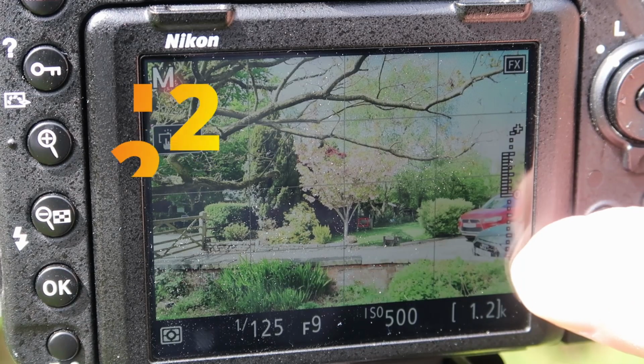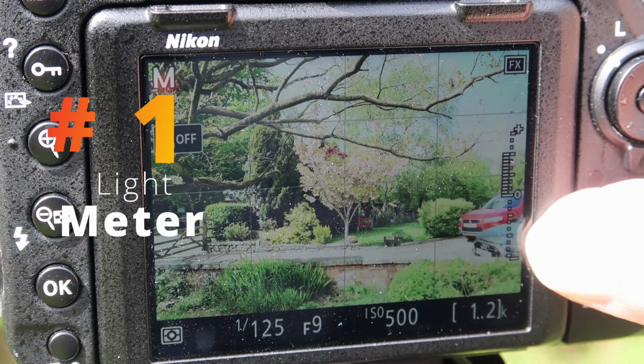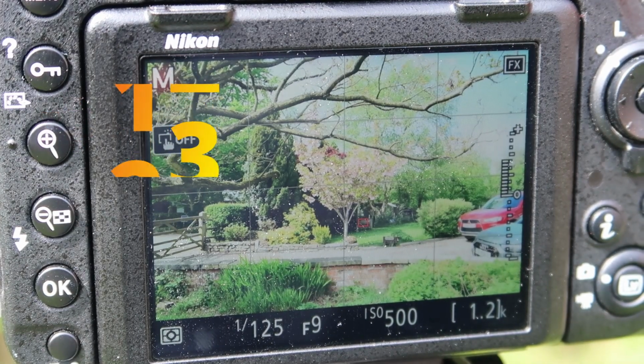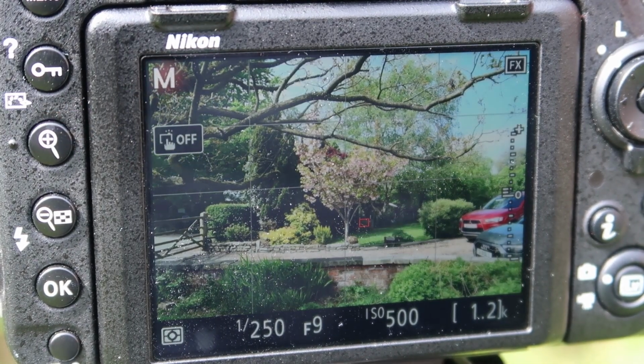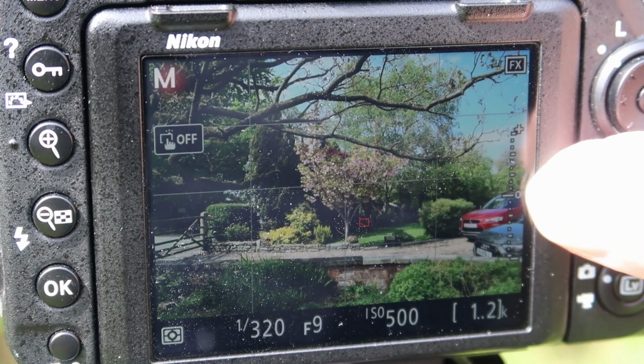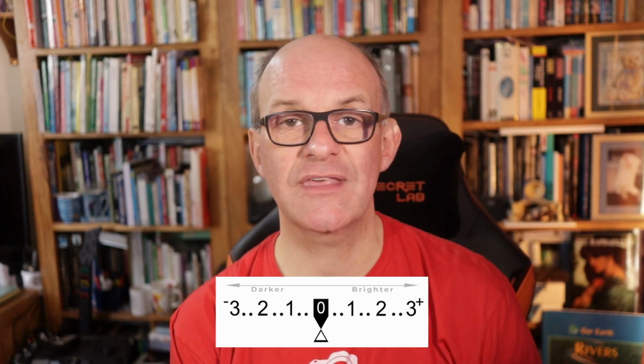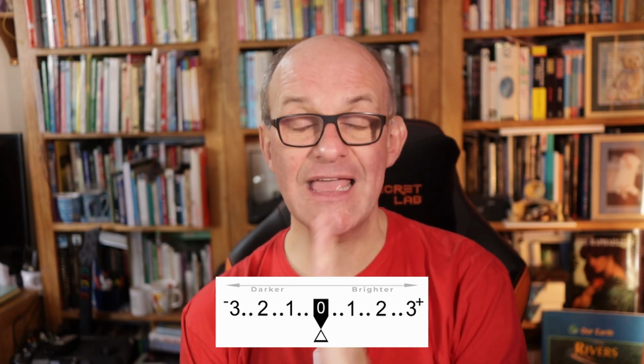The first thing to look for is the meter. Now, this will either be in the viewfinder or it will appear on the screen on the back of the camera, and it's usually made up of a lot of little lines with one line that moves backwards and forwards. And what you're trying to do is get that line that moves backwards and forwards right in the middle, because if it's over to one side it's going to be too bright, if it's over to the other side it's going to be too dark. So the good exposure is in the middle.